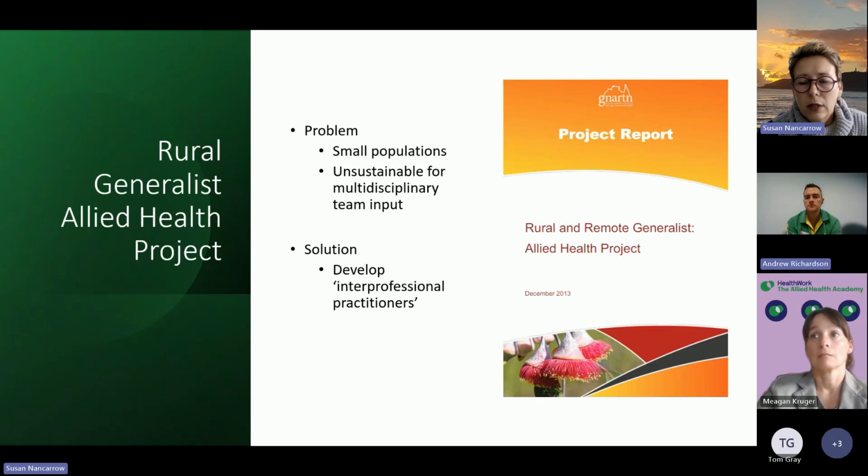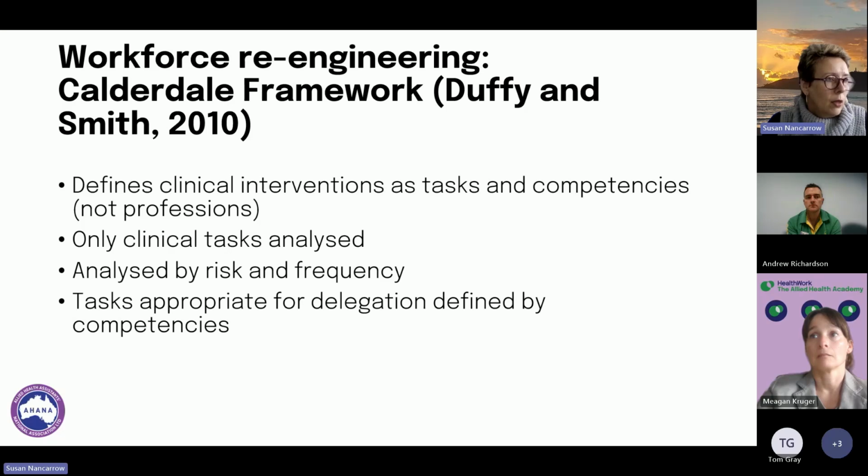So the model that this project was trying to address was developing interprofessional or interdisciplinary practitioners, so allied health assistants and other practitioners that had a range of skills that they could use in their rural and remote communities. They used a framework called the Calderdale Framework. I'm not going to go into that in any detail, but what it did was, first of all, look at the skills and tasks that could be delivered by a range of allied health professionals in those communities, and also look at the needs of the communities.